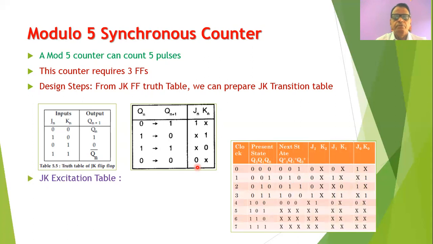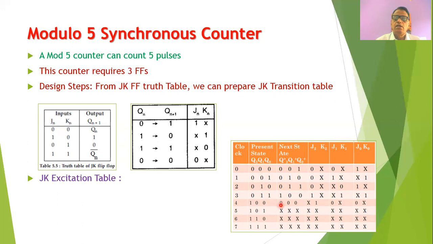Now from this transition table, we can go for the JK excitation table. So the initial state is 0, 0, 0, the next state is 0, 0, 1. When the first clock pulse is applied, then the initial state is 0, 0, 1, the next state is 0, 1, 0. When the second clock pulse is applied, the initial state will be 0, 1, 0 and the next state will be 0, 1, 1. When the third clock pulse is applied, then the present state will be 0, 1, 1, the next state will be 1, 0, 0.